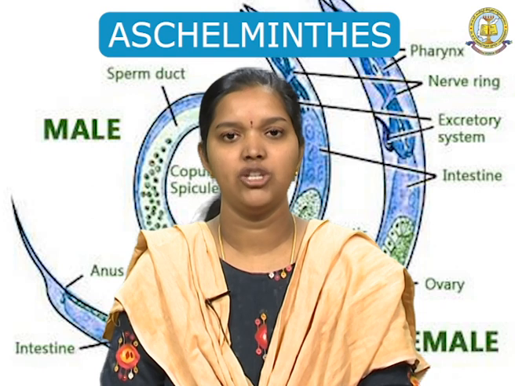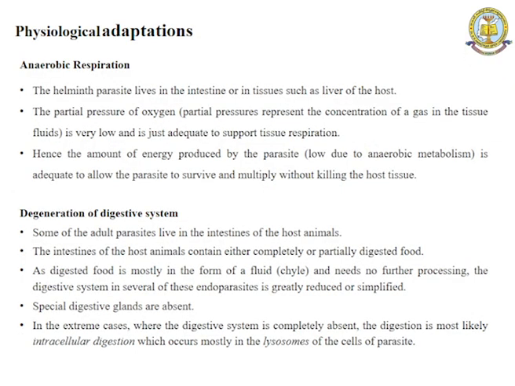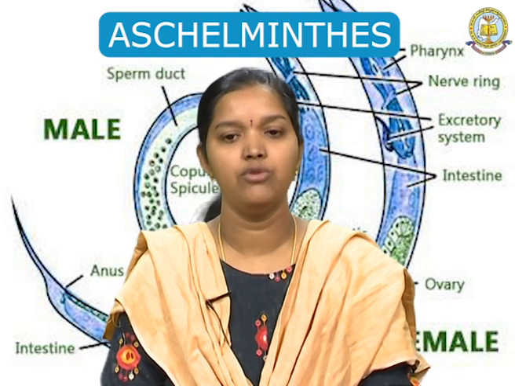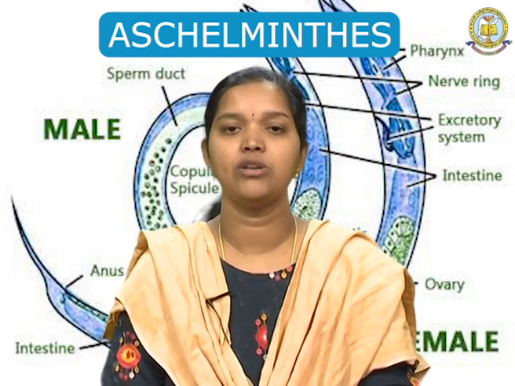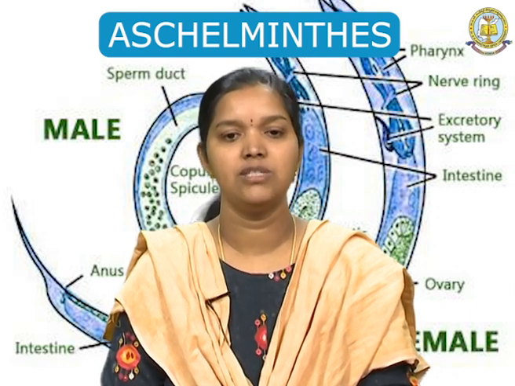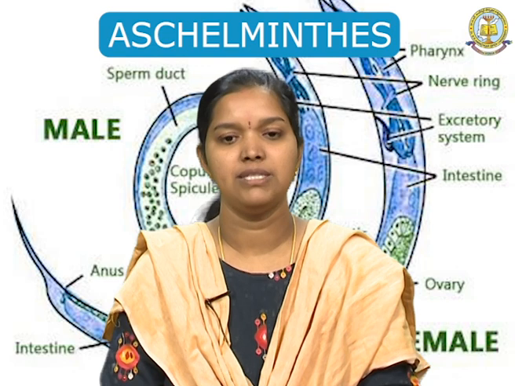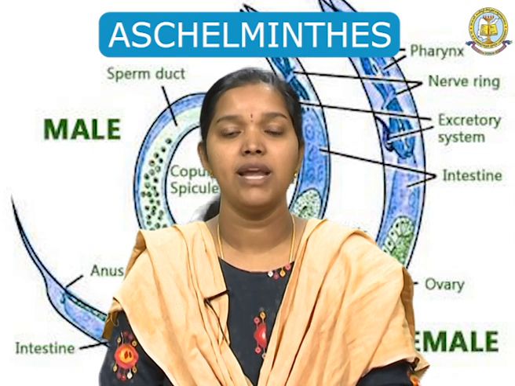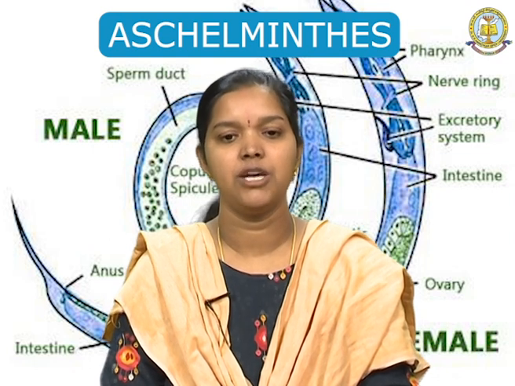Then the next adaptation is degeneration of the digestive system. Some of the adult parasites live in the intestine of the host animals, and these intestines contain completely or partially digested food. As the digested food is present in the form of fluid, there is no need for further processing of this food, and the digestive system of most of the endoparasites is reduced, simplified or completely absent. And there are some special digestive glands which are present.